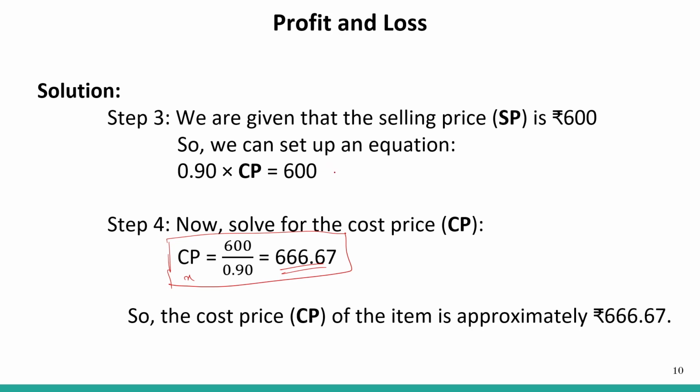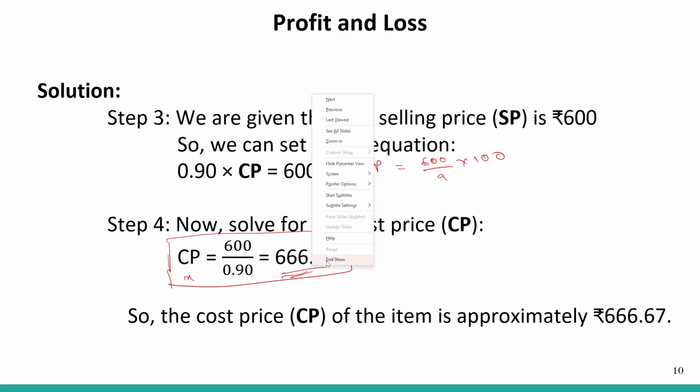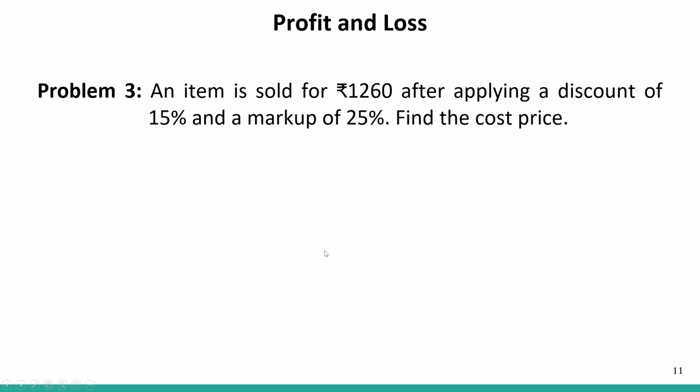Okay, because this will be what? This implies that CP is equal to 600 by 9 into 100, right? So this is what we need to find out. That will be 666.67. Okay, so I guess there is a mistake down here. So it will be actually 0.67.